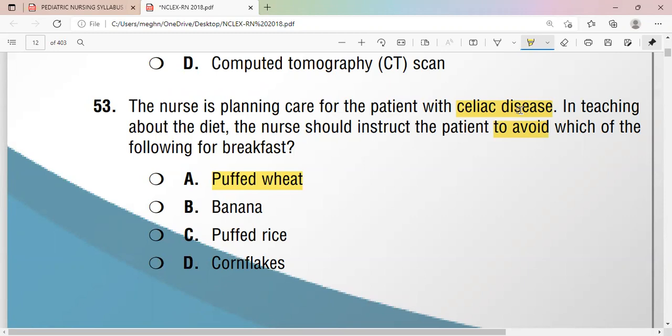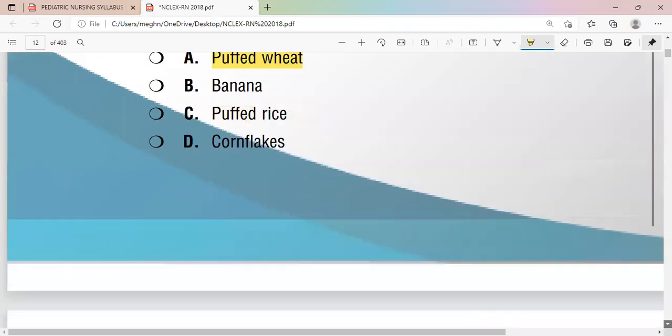So the client with celiac disease should be educated and advised not to eat food containing gluten. Gluten-containing food must be avoided by those who have celiac disease. Foods with gluten include wheat, barley, oat, or rye. The other foods are allowed for those who have celiac disease.